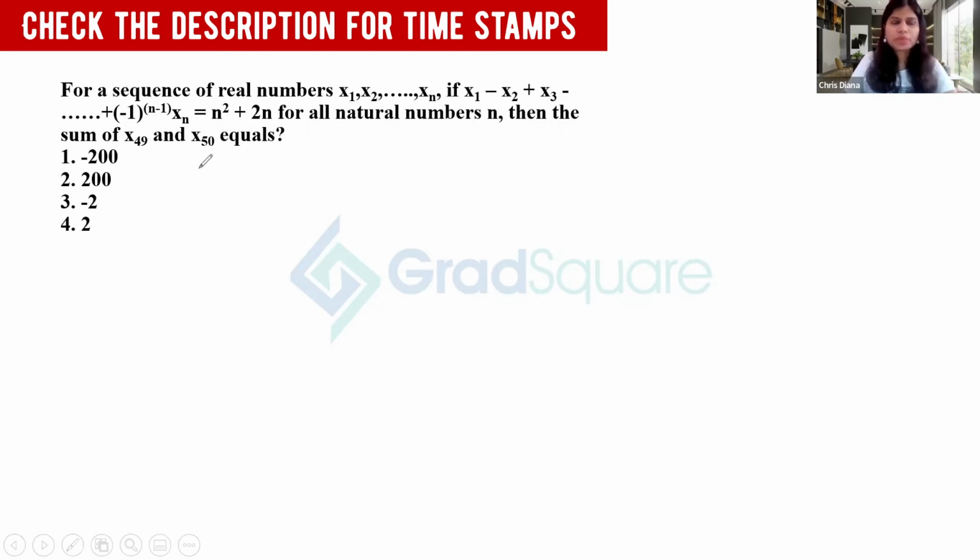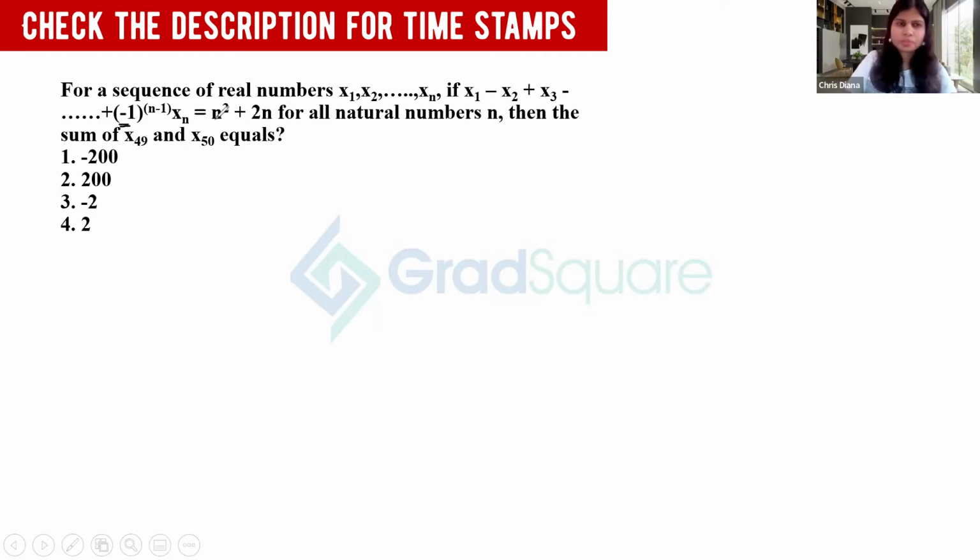A sequence-based question here. For the sequence of real numbers x1, x2 up to xn, if x1 minus x2 plus x3 minus, this keeps on going up to minus 1 whole to the power n minus 1 xn is equal to n square plus 2n for all natural numbers n, then the sum of x of 49 and x of 50 equals to. Now let's try to figure out what is the sequence.